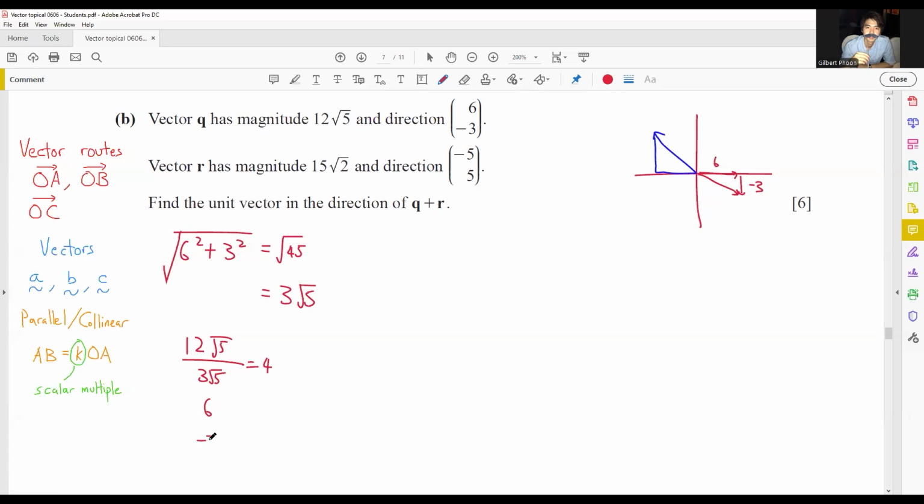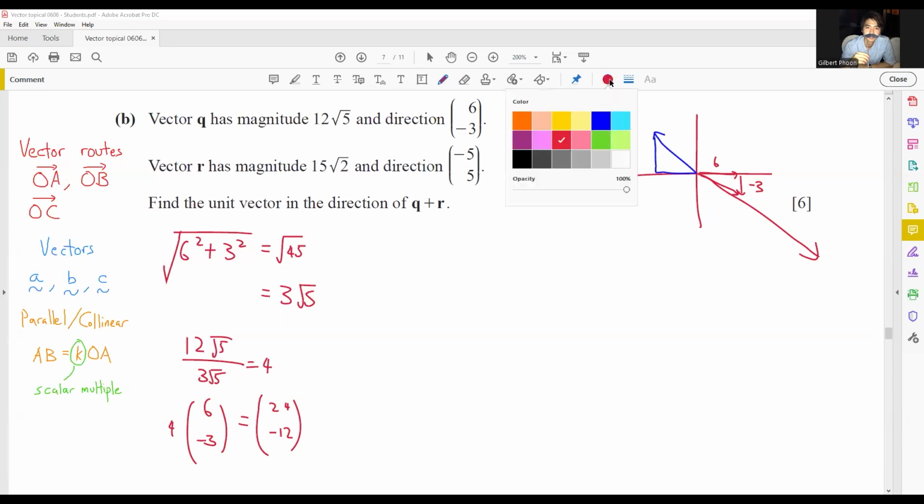So 6, negative 3 times 4, to give you 24, negative 12. Okay? 24, negative 12. Then the vector for this is something like that. The next thing is for R, sorry, I should write down here is for Q. Q is equal to this, whereas for R it is actually the square root of 5 squared plus 5 squared.